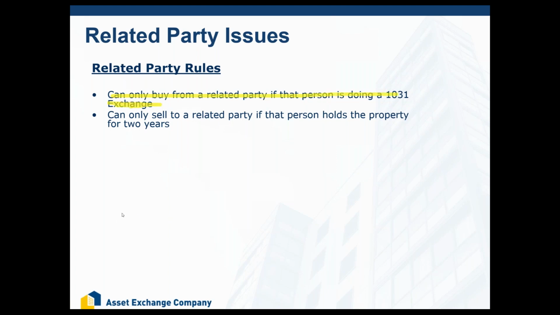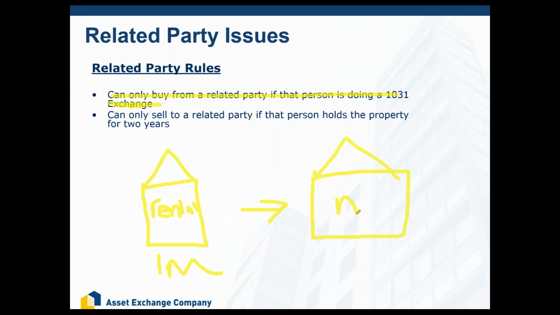All right. You can only buy your 1031 exchange property from a related party if that person is doing an exchange. Now, here is the most common question I get regarding related parties, okay? My client's going to sell a rental, and he's going to sell it for $1 million. He wants to buy mom's primary residence because mom's 80 years old now. So he says, you know what? I'll do a 1031 exchange. I'll sell my rental, and I'll buy my mom's primary residence.